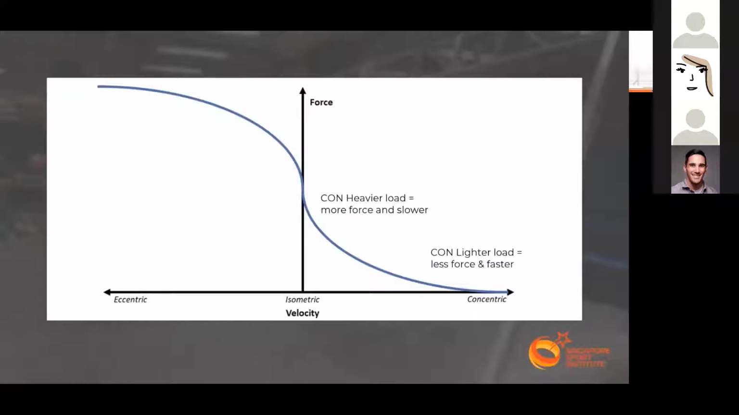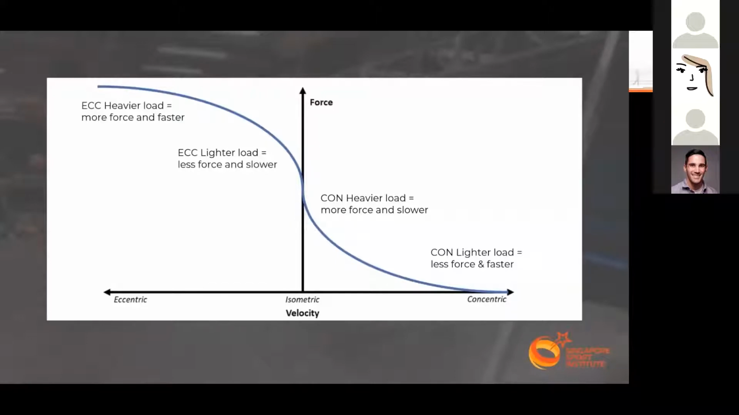Here, force and velocity have an inverse relationship. High forces are produced at low velocity. The left half of the graph shows the eccentric muscle action. Here, force and velocity have the opposite relationship to concentric muscle action.